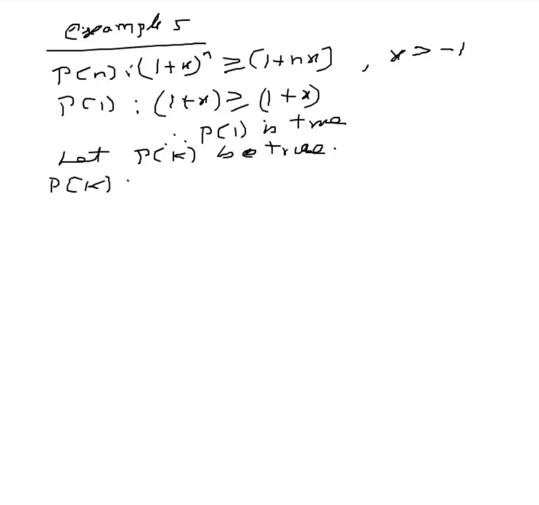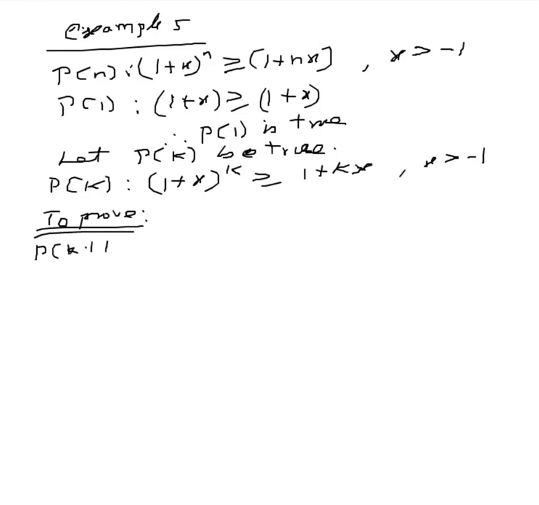The P(k) statement is (1 + x)^k is greater than or equal to 1 + kx, and it is true for x greater than -1. Now the statement to be proved, P(k+1), is (1 + x)^(k+1) is greater than or equal to 1 + (k+1)x. Let us take (1 + x)^(k+1) as the left hand side.